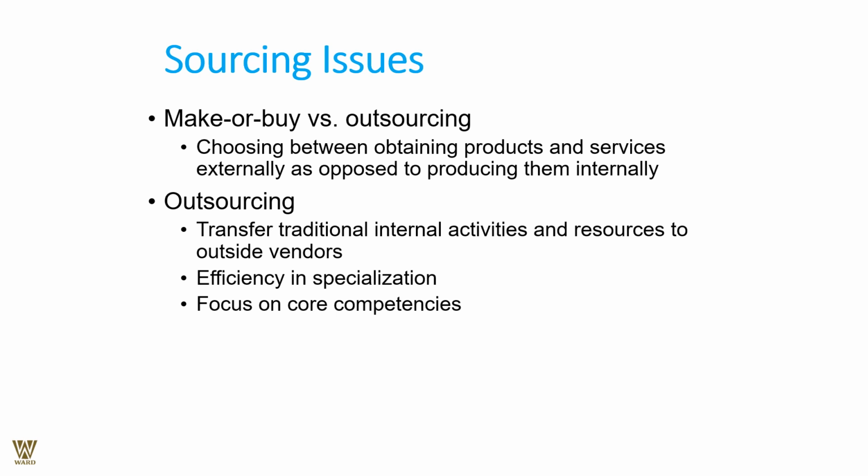The sourcing issue of make or buy is about choosing between obtaining products and services externally as opposed to producing them within our own means internally. Outsourcing is the transfer of traditional internal activities and resources to outside vendors. Efficiency and specialization focus on core competencies as the case might be. So we are looking at outsourcing. Should we outsource or should we manufacture on our own? That is the question. Are we looking at efficiency? Are we looking at specialization? Are we looking at core competencies?